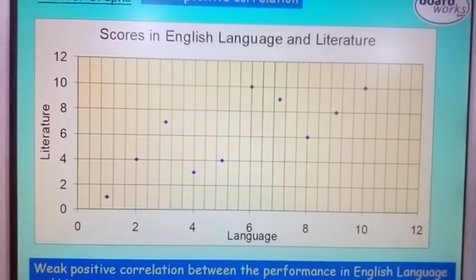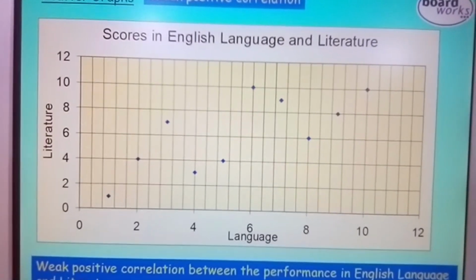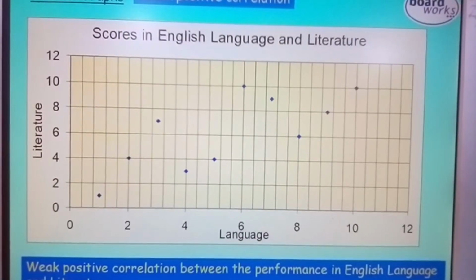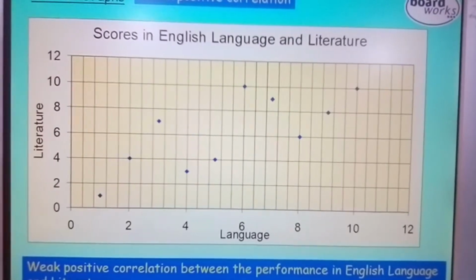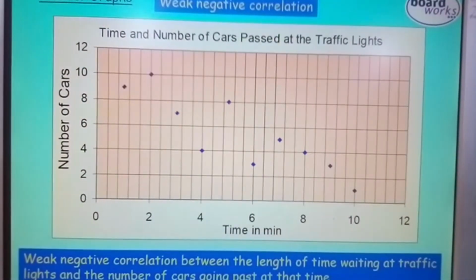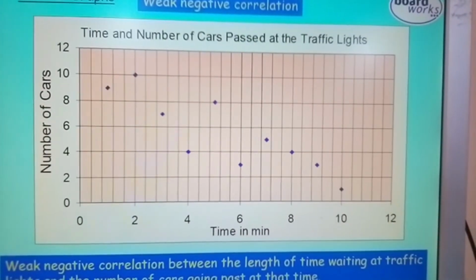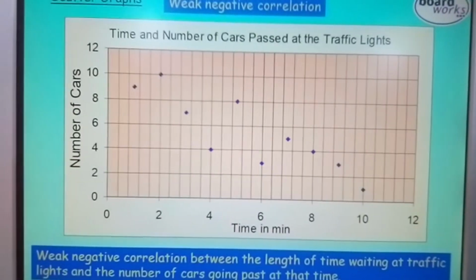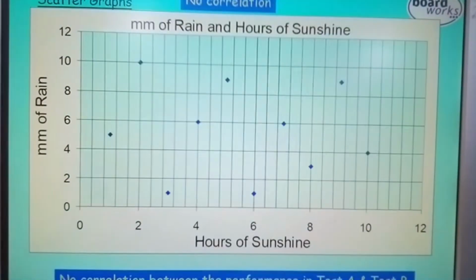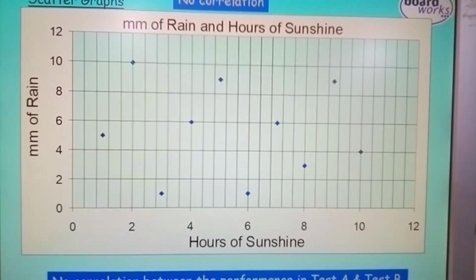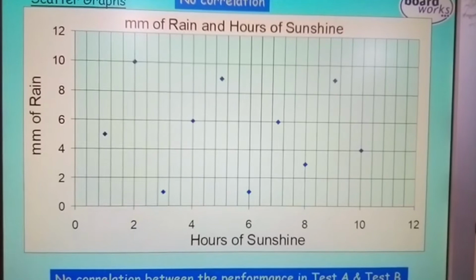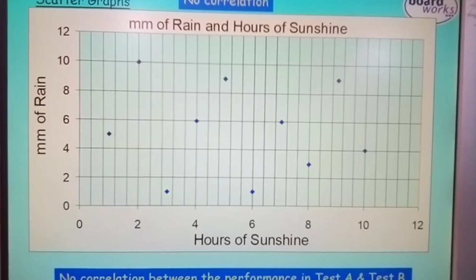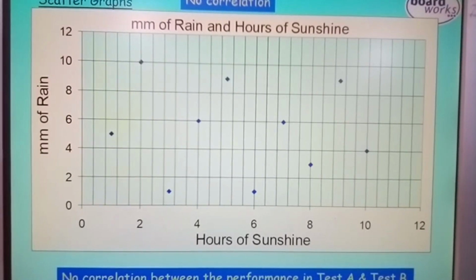Now you again need to do some groundwork for yourselves. Do not just take this as read. It only provides you the illustration and pictorial representation of what a scatter graph would look like. That's all this is showing you, how scatter graphs can be used. And here you can have no correlation in regards to the millimeters of rainfall and hours of sunshine.